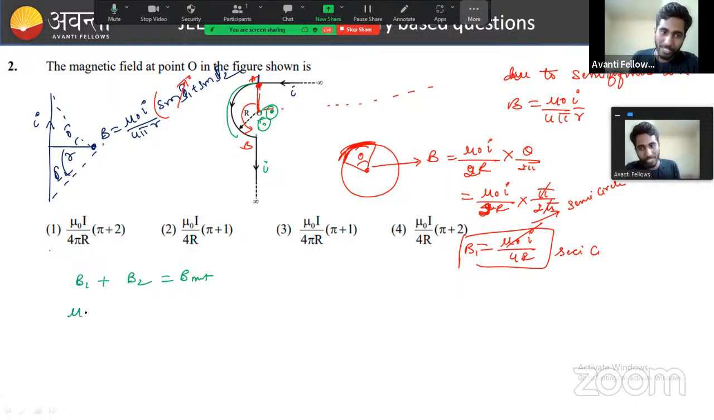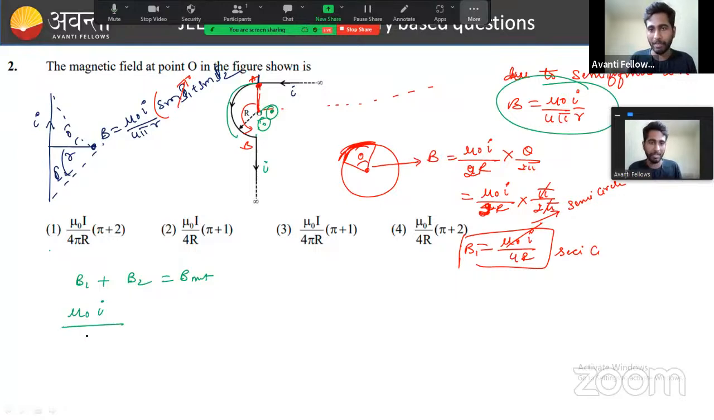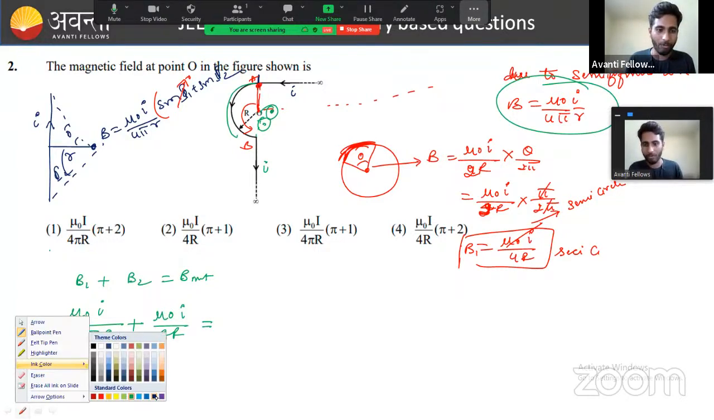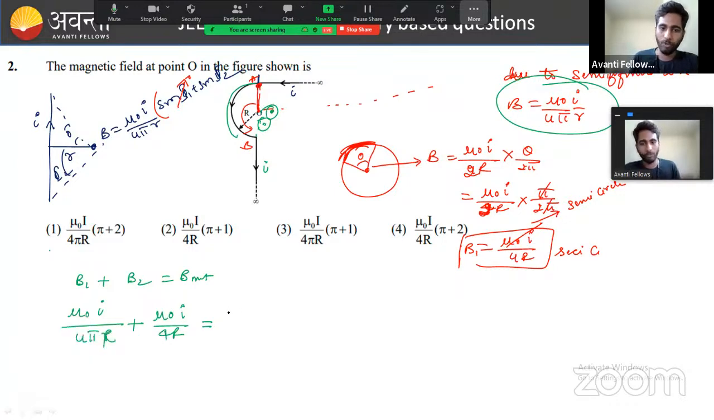B1 value is mu naught. Already we calculated in the right corner. Look at the right corner once. It is better. This one, mu naught I divided by 4 pi r, plus B2 value is nothing but mu naught I divided by 4r. We can write this as also capital R. From these two terms, we can take common mu naught I divided by 4r.